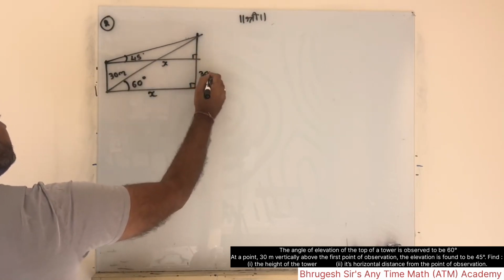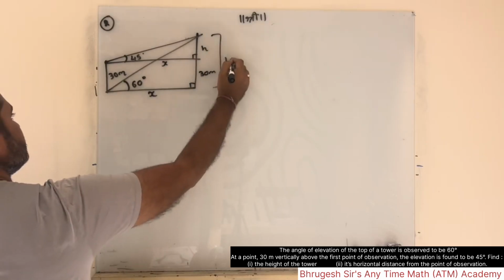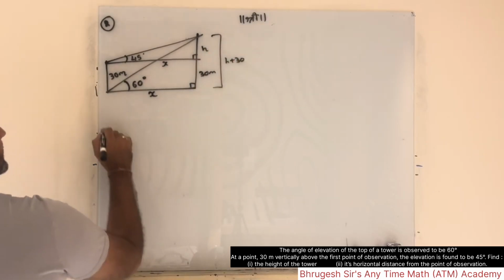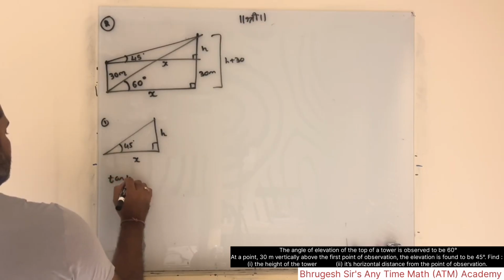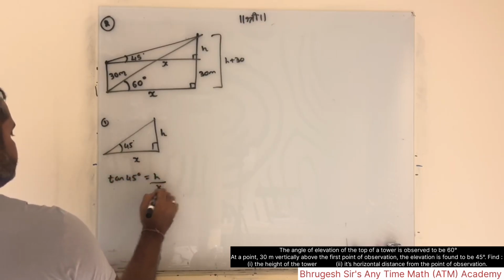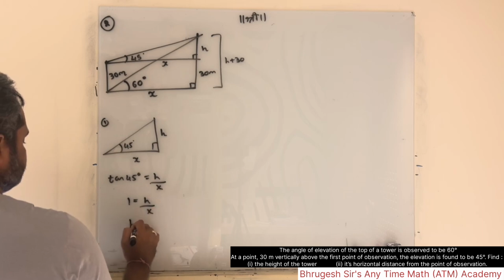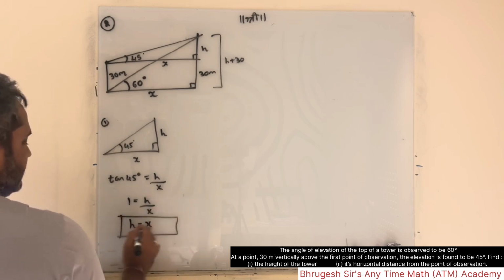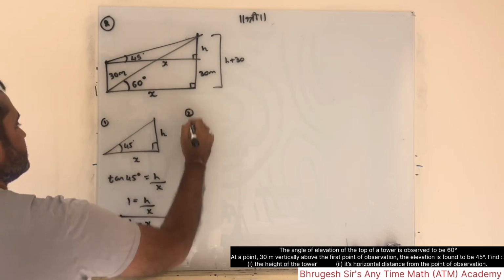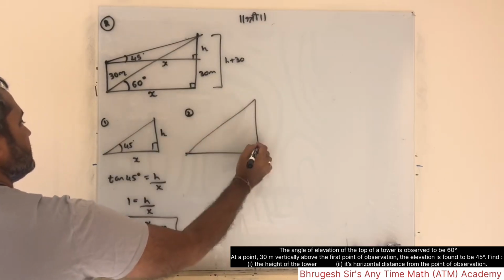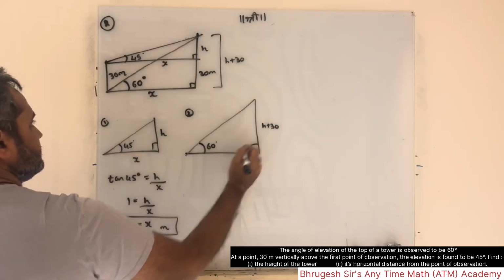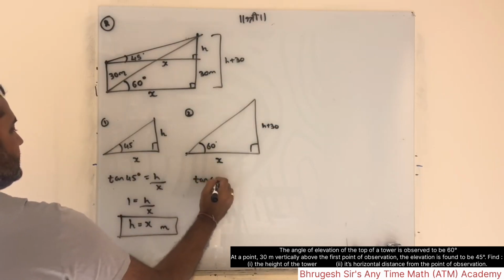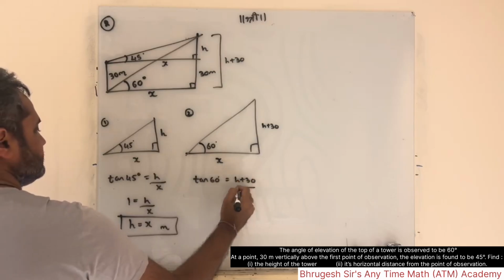Okay, this will be 30 meters, this will be h, and this whole thing will be h plus 30. Okay, so first I'll take tan of 45 degrees is h upon x. H is equal to x. Second, 60 degrees. Tan of 60 is h plus 30 upon x.